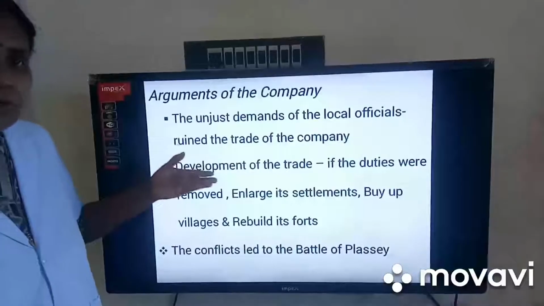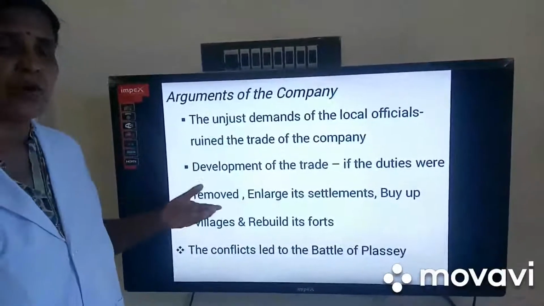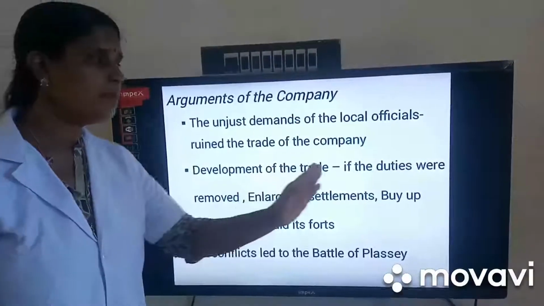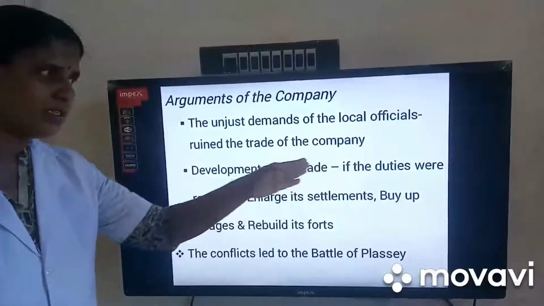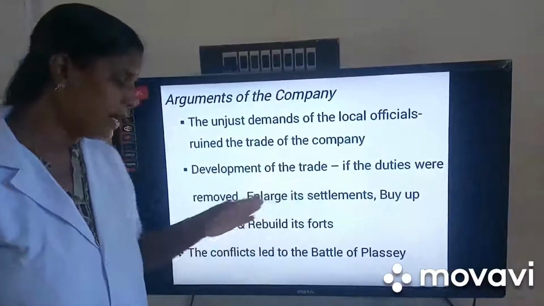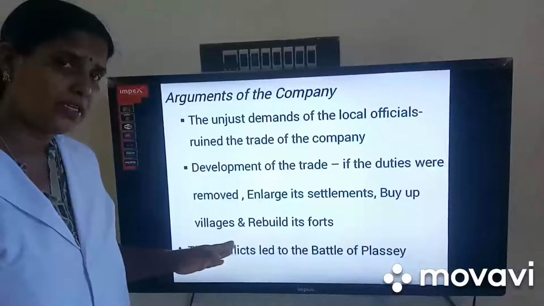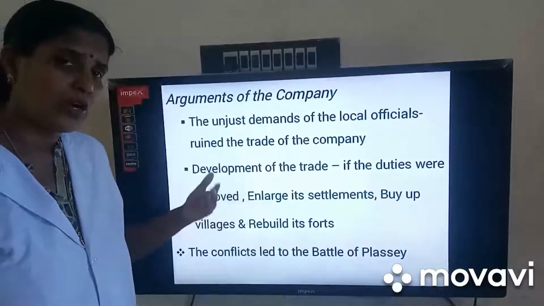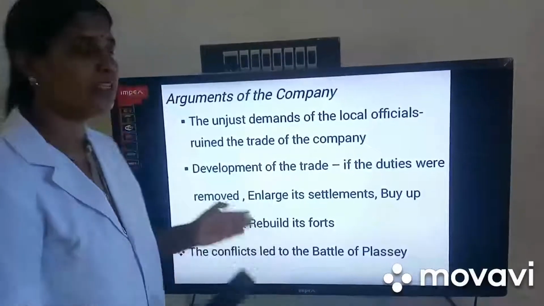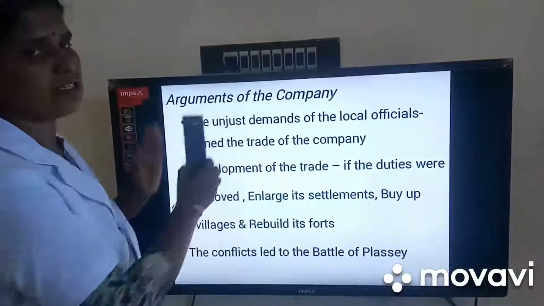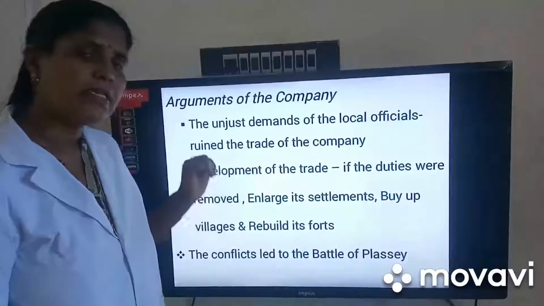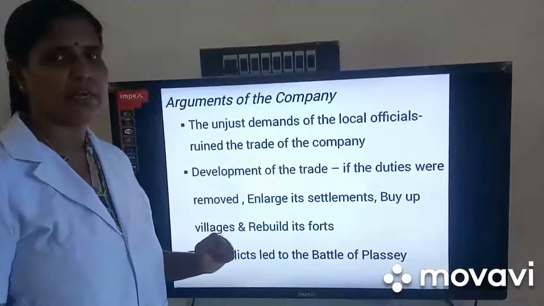And then they argued that the development or expansion of trade in India was possible if the local officials removed the duties, enlarged settlements, and let them buy up the villages. They wanted ownership of more and more villages, and to rebuild its forts. Only then would they be able to expand the trade in India. And so there was a conflict between the Nawabs and the English East India Company.